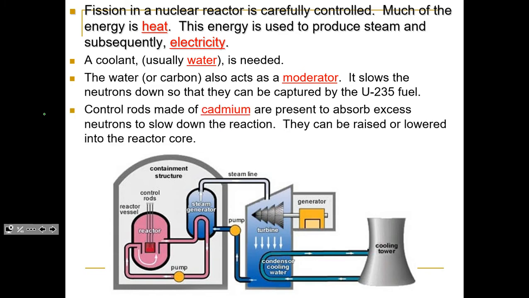So a lot of times the control rods are made of cadmium to absorb excess neutrons in order to slow down the reaction. They can be raised or lowered into the reactor core. So this little red box down here is where we actually react the uranium or whatever radioactive element we are going to go through fission. The control rods help slow the chain reaction.